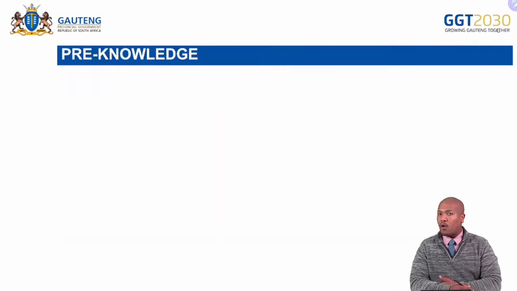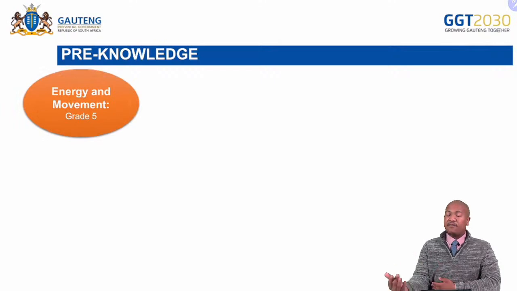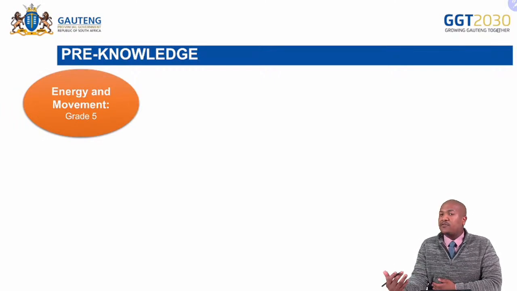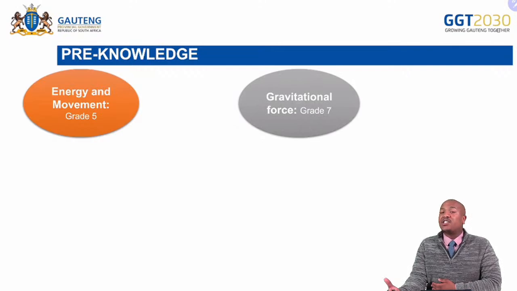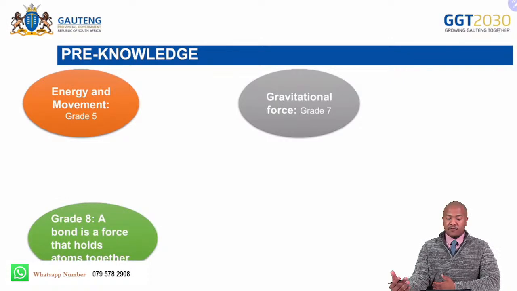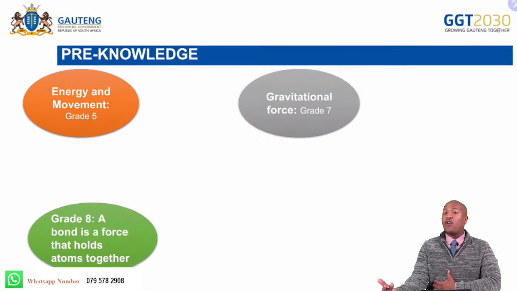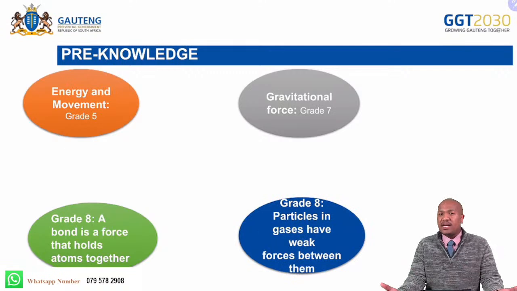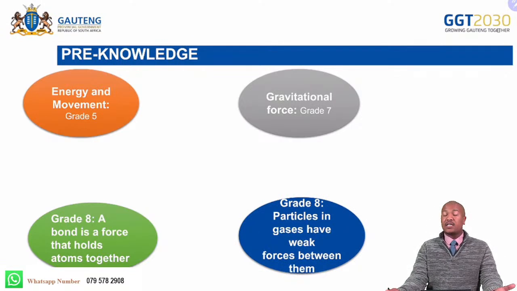Let's look at what we have done before in the previous grades and the same grade prior to this lesson. We have done energy and movement in grade 5. And also we have done gravitational force in grade 7. We have introduced gravitational force in grade 7 as part of our lessons. Also, we have done atoms and chemical reactions. And we said that in grade 8, a bond is a force that holds atoms together. We also have done particles of matter in grade 8. We said that particles in gases have weak forces between them. So I hope you still remember some of these topics.